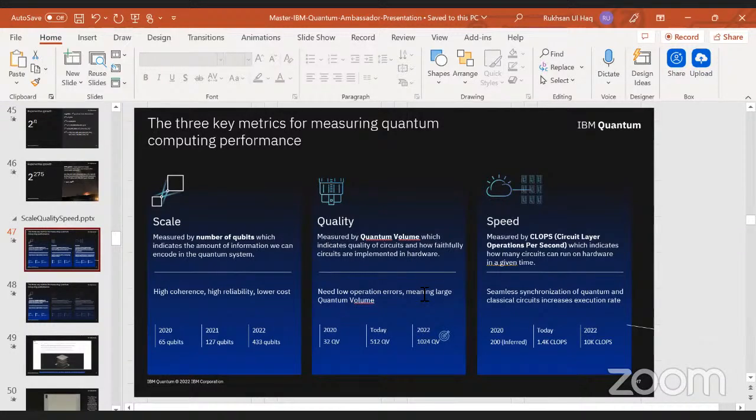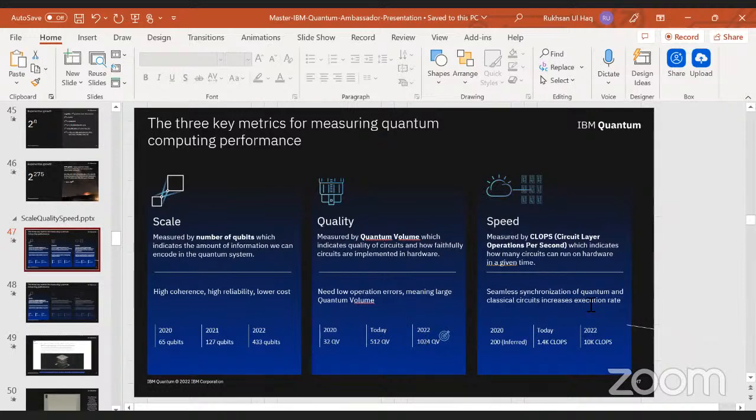One of the measures of understanding the quality of your qubits is the quantum volume, which indicates the quality of circuits and how faithfully circuits are implemented on your qubits. In 2020, our quantum volume was 32, but as of now, it is 512. And we are definitely moving on our way to increase the quantum volume.